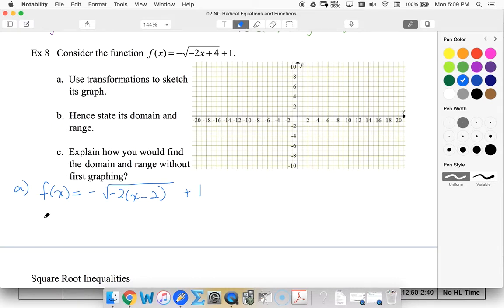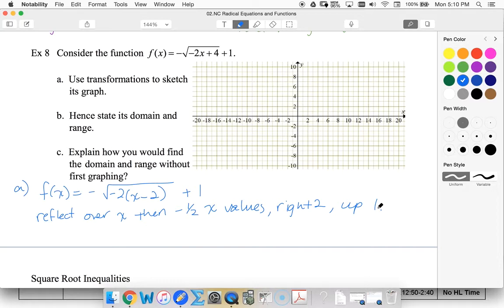So this is going to be a reflection over x, and then I'm going to half, or I could think about negative halving. The negative halving is going to cause the reflection over my x-axis. So reflect over x, then negative half the x values. Then I'm going to move to the right 2. Then I'm going to move up 1.